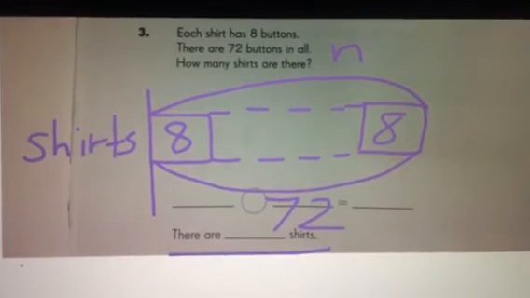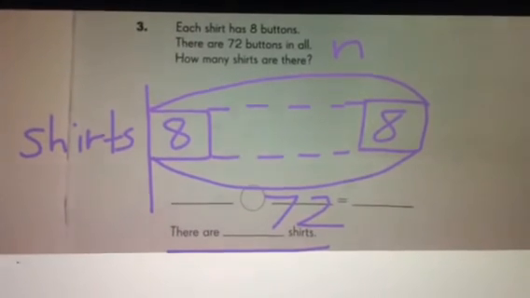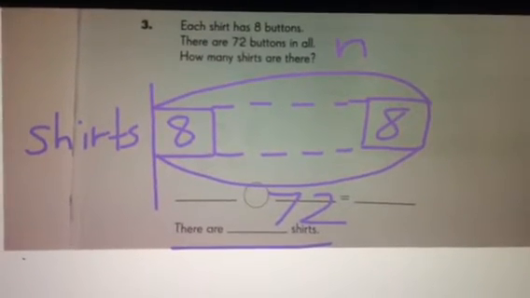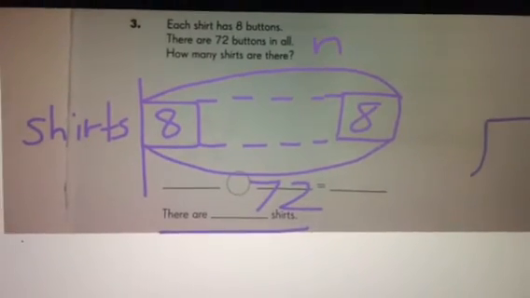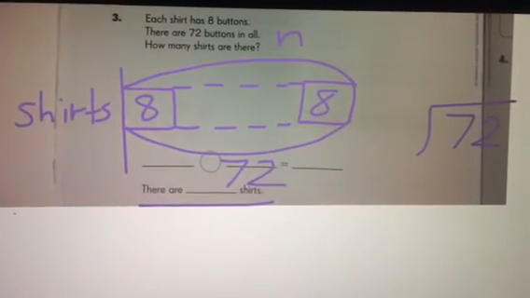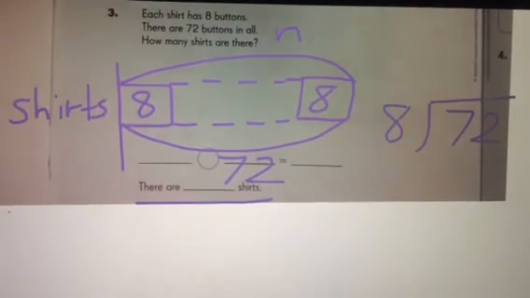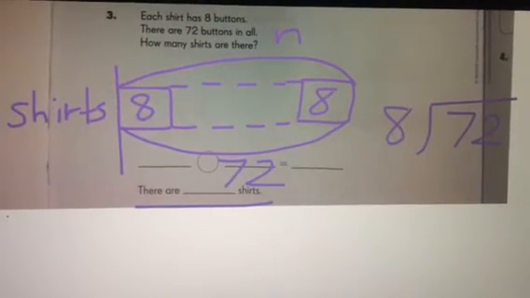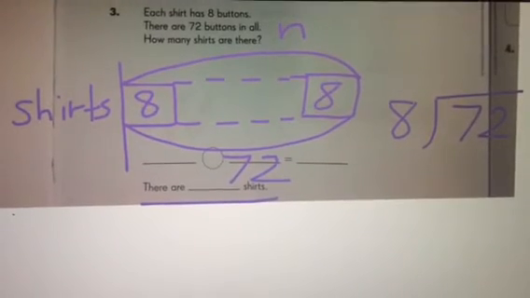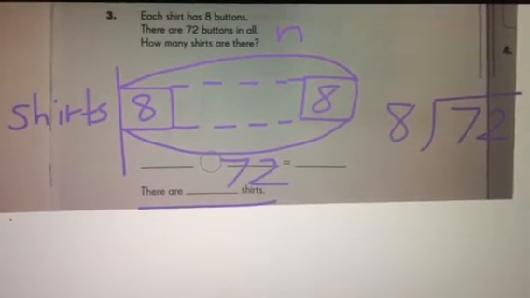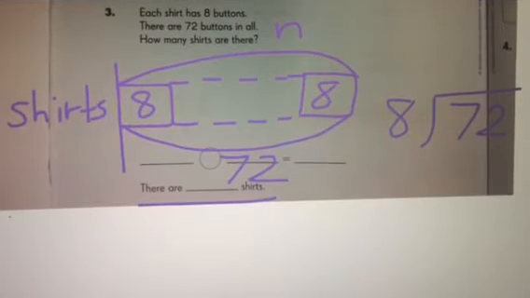This is the unknown because we're simply trying to find out how many shirts there are, how many groups there are. And we do our division, which is 72 buttons divided by 8. And again, remember 8 is how many are in each group. We already know that, but the division itself doesn't change. So simply we do 72 divided by 8.